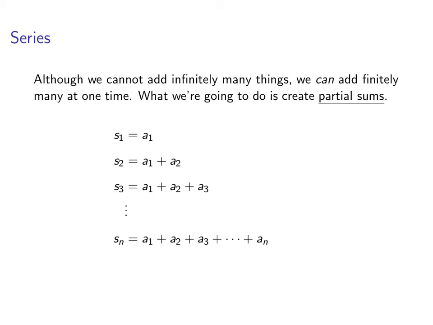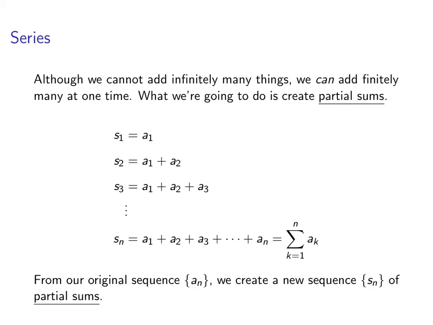So we'll use s for partial sum. We can use the notation where we say the sum, where k goes from 1 to n, of a sub k. So that big sigma just means sum. We're adding things up. So from our original sequence a sub n, we create a new sequence s sub n of partial sums.